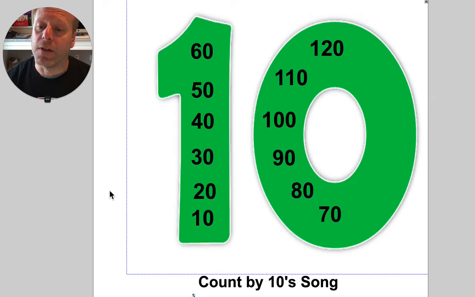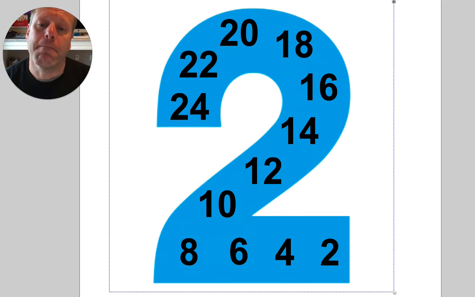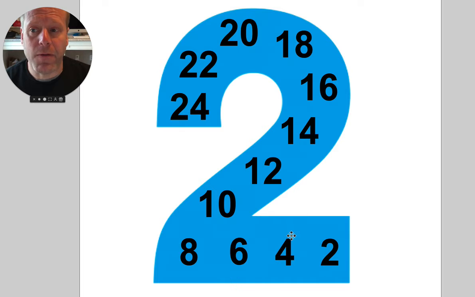Then you might have learned the 10's: 10, 20, 30, 40, 50, 60, 70, 80, 90, 100. That 10 song is going to come in handy when you're skip counting or repeatedly adding by 10's. That's a good one. And then here's the one that some of you might still be working on. This is skip counting by 2's: 2, 4, 6, 8, 10, 12, 14, 16, 18, 20.